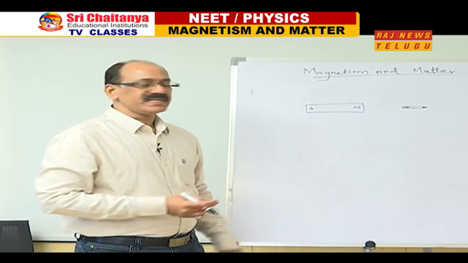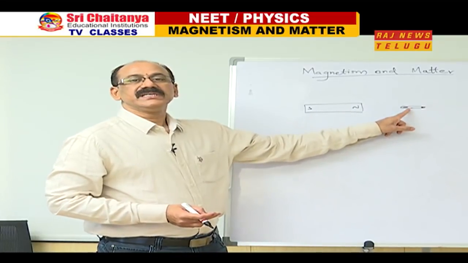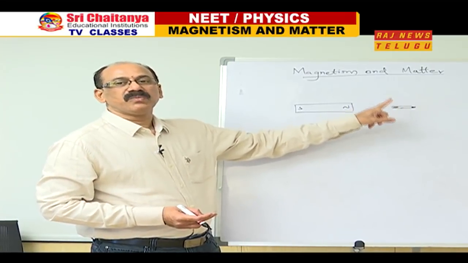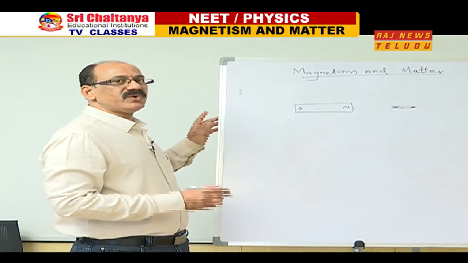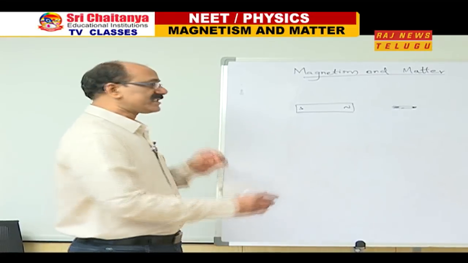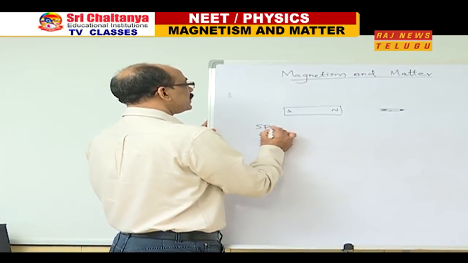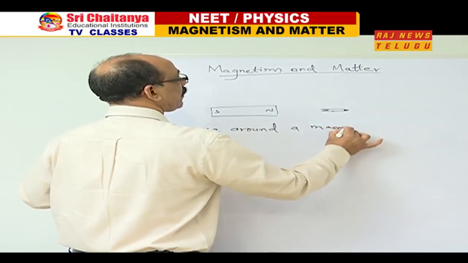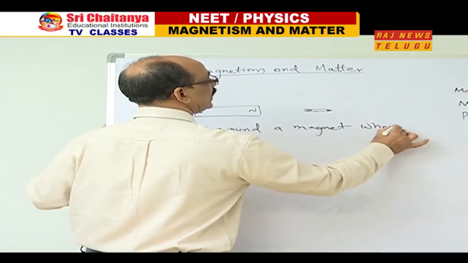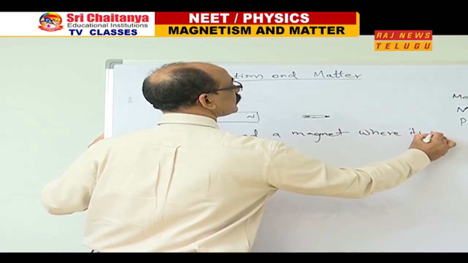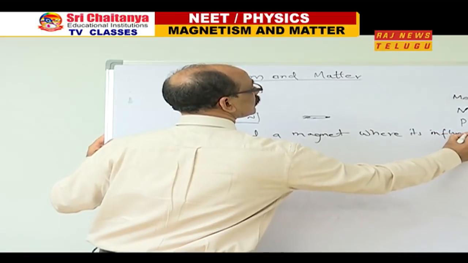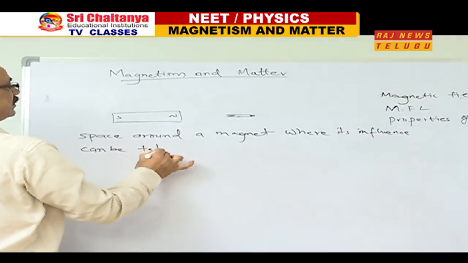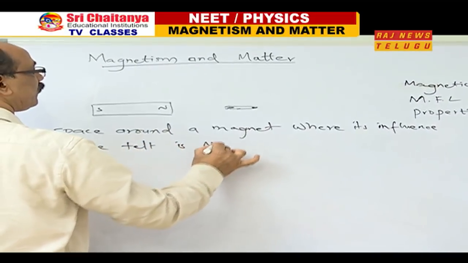So at far away points, the influence of this magnet on the safety pin or any nail or magnetic material like iron, cobalt, nickel is very small. So the space around a magnet where its influence can be felt is called magnetic field.